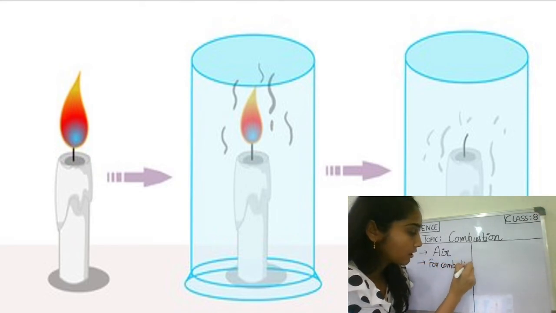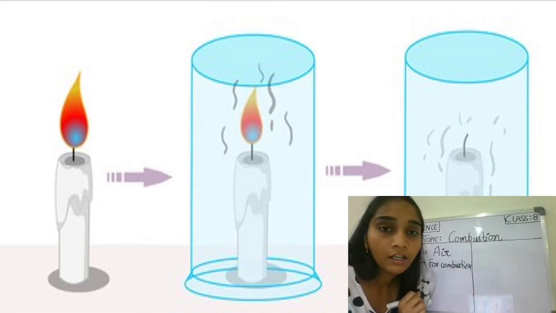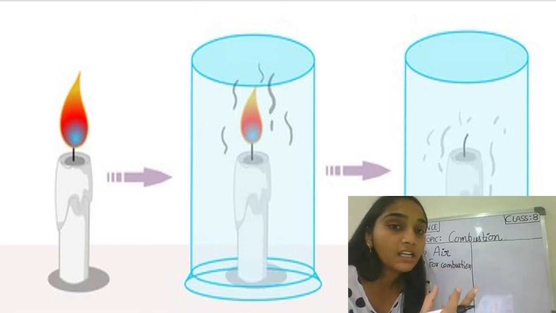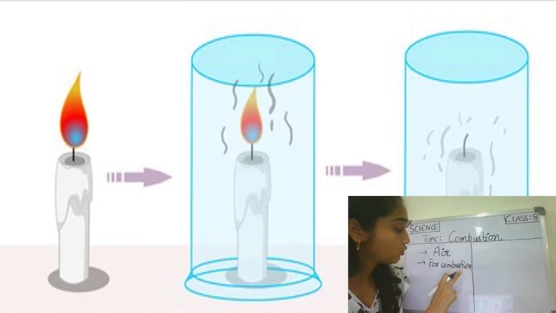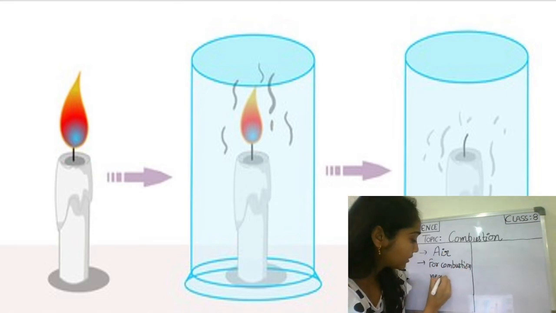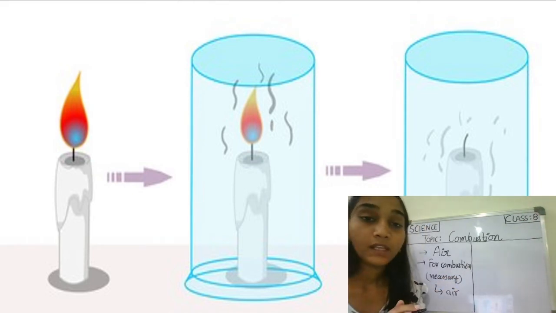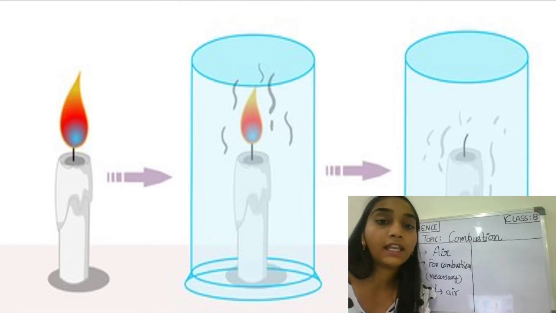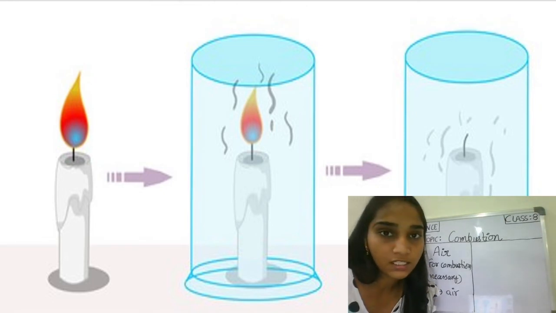combustion is also going on, right? We can see the burning of the candle is also an example of combustion. So students, for the combustion, what is necessary? You can say necessary is the presence of air. Atmosphere should be there so that the candle keeps on burning, the combustion process takes place.